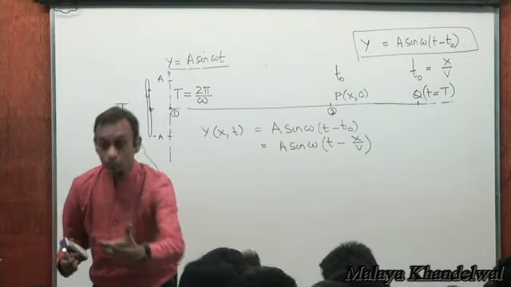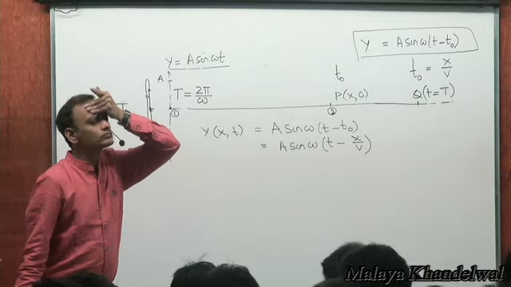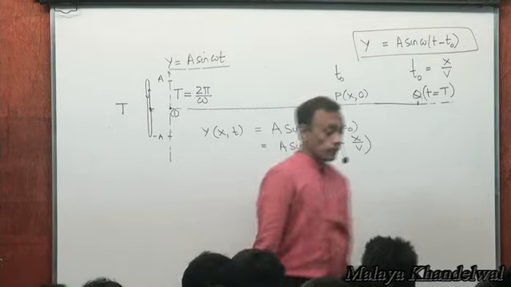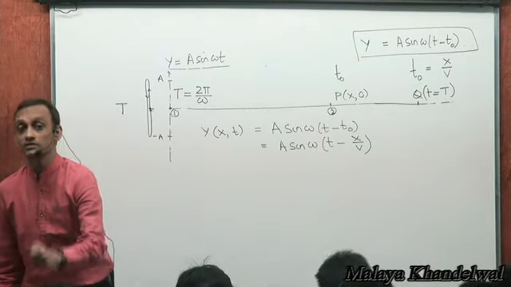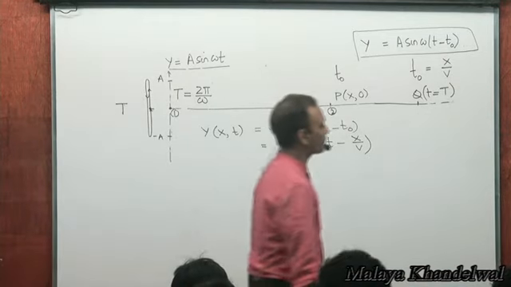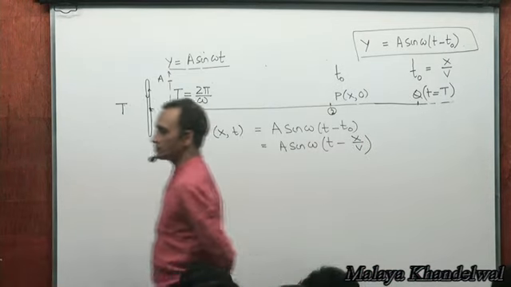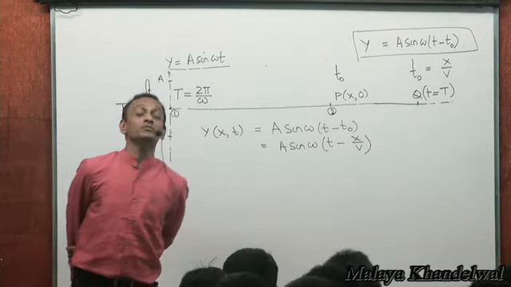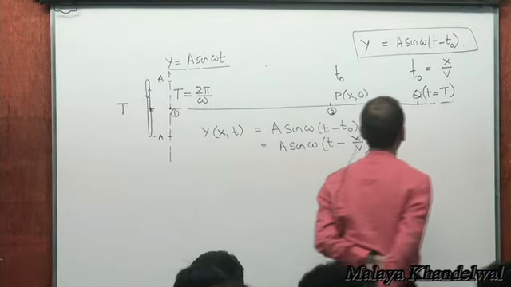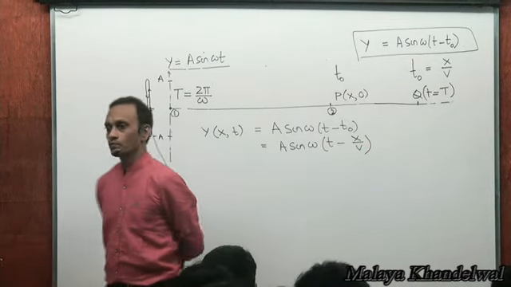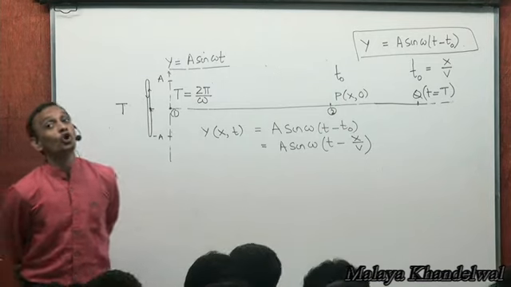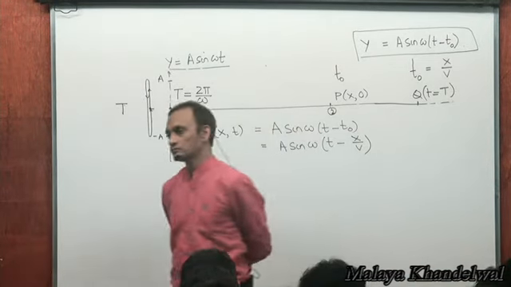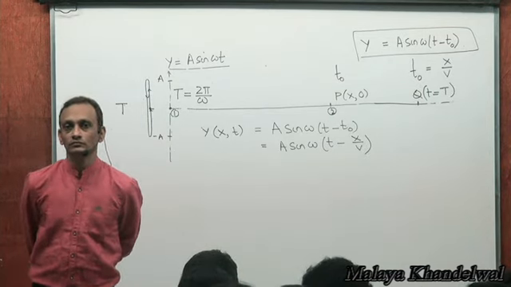Now, write down. The distance traveled by the disturbance in a time equal to one time period is referred to as the wavelength of the wave.